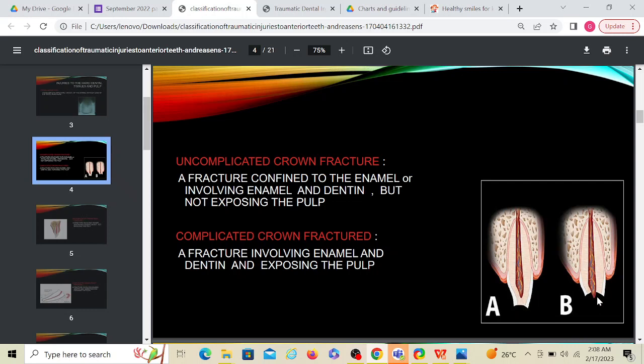So anyways, a complicated crown fracture means the pulp is exposed. I will talk to you in detail about the various scenarios, how much it is exposed, what to do when it's a closed apex, what to do when it is not a closed apex, okay? So right now I'm just giving you the classification of it.